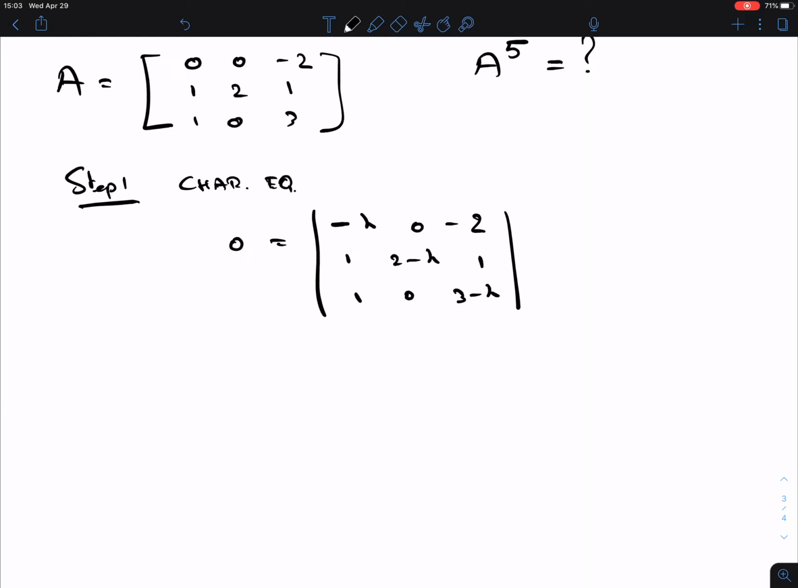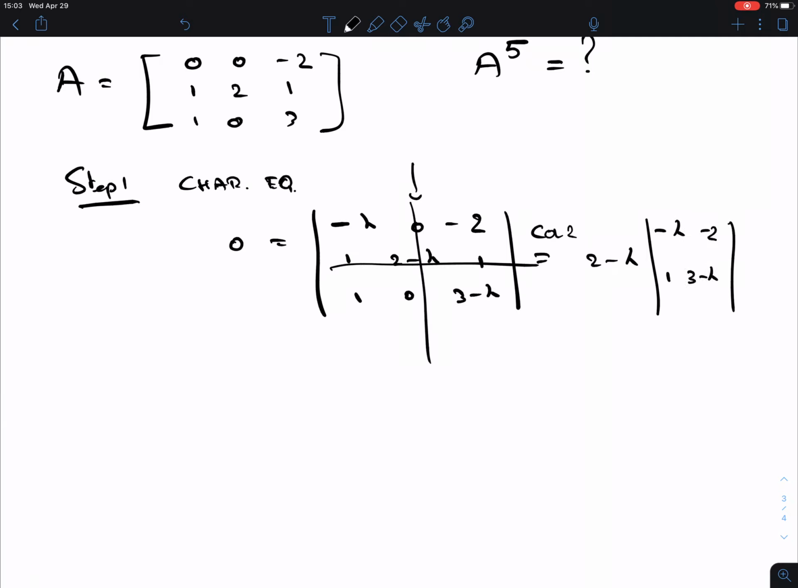Okay. Then I have this nice column here, column 2. So they get 2 minus lambda, and then what is left is minus lambda minus 2, 1, 3 minus lambda. So this is equal to 2 minus lambda. I should put it in between parentheses. And then it is minus lambda times 3 minus lambda, minus minus plus 2. So this is minus 3 lambda plus lambda squared plus 2.